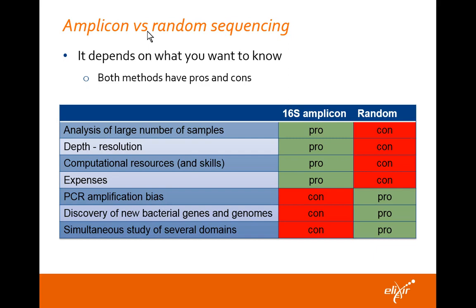Yeah, and this is also a little bit interesting. If you're working with random sequencing, you can also look at viruses and eukaryotic species from the same sample together with the bacteria. Yeah. So I have a question related to that, because was it mentioned that the metagenomic data has to be filtered for RNA sequences as well?